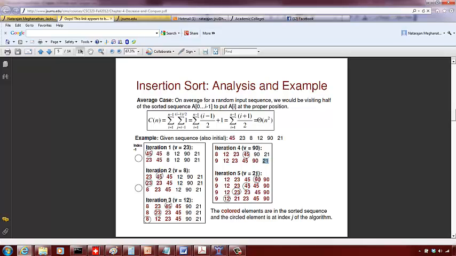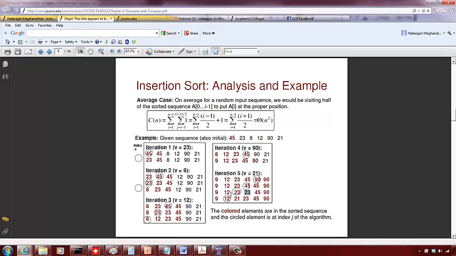So we compare 90 with 21. 90 is greater than 21, so this is not the final position for 90. We copy 90 to the right, and then compare 45 with 21. Again 45 is greater than 21, so we copy 45 to the right. Then compare 23 to 21. 23 is greater than 21, so we copy 23 to the right. Then compare 12 with 21.